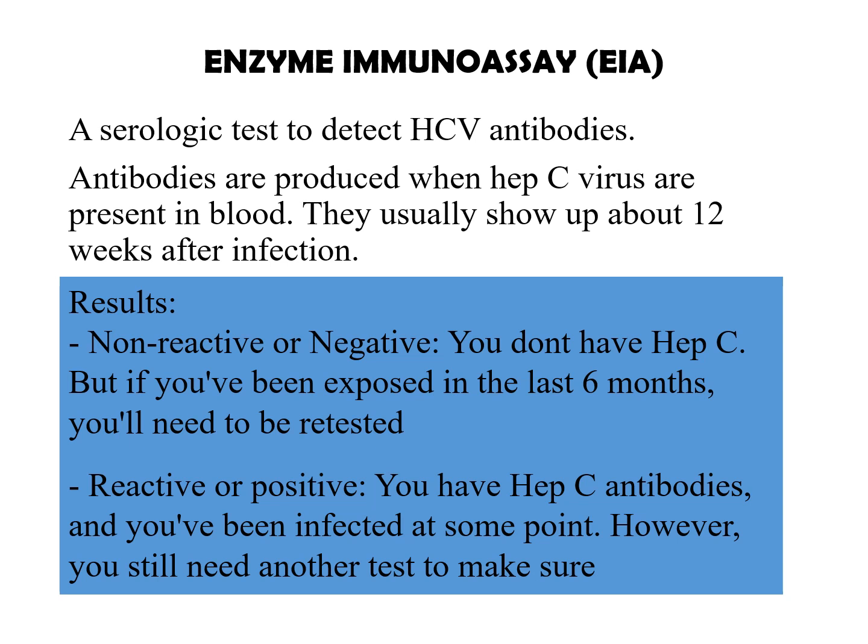Results: non-reactive or negative if you don't have hepatitis C, but if you've been exposed in the last 6 months, you'll need to be retested. Reactive or positive: you have hepatitis C antibodies and you've been infected at some point. However, you still need another test to make sure.